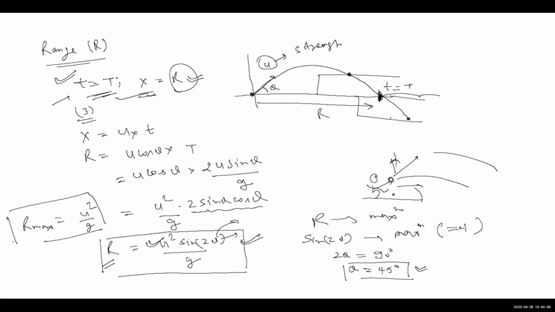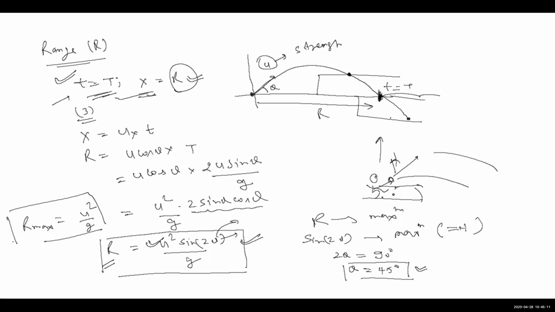It can be any question. Minimum is 0, beta. Minimum range, obviously, if you throw in an upward direction, it will be 0. We are talking about distance, so it will not go to a negative value. The minimum is 0 at upward and horizontal direction. The moment you throw horizontally, it will land here only.